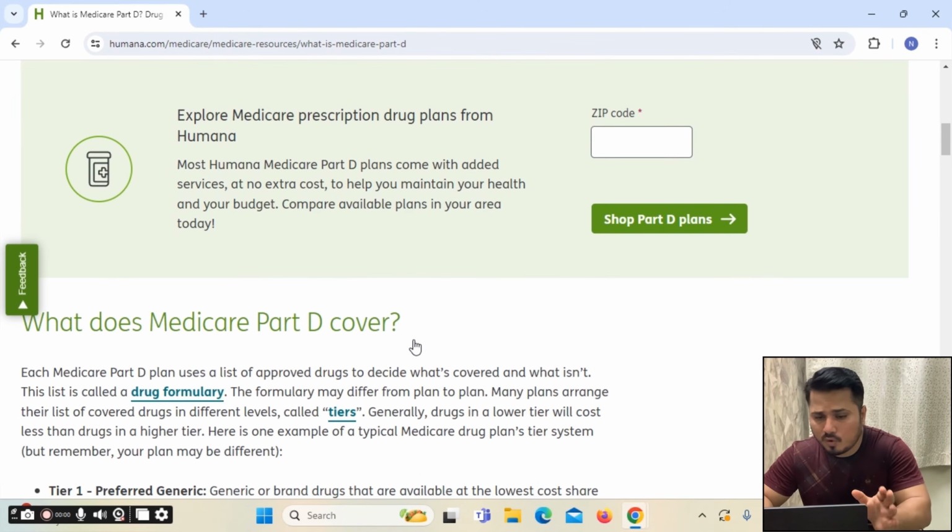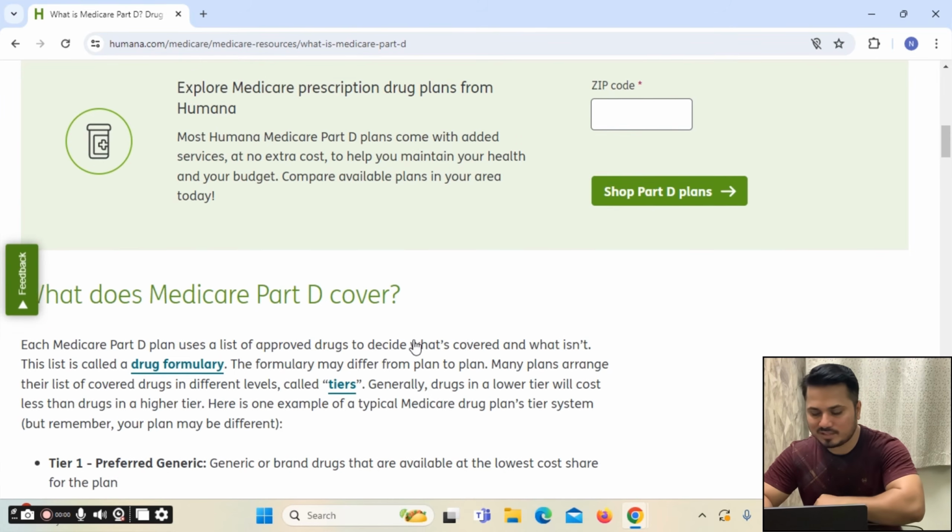If you want to explore Medicare prescription drug plans from Humana. Now, most Humana Medicare Part D plans come with added services at no extra cost to help you maintain your health and your budget. Compare available plans in your area today. You have to type the zip code and click on Shop Part D plans, and you get the details.